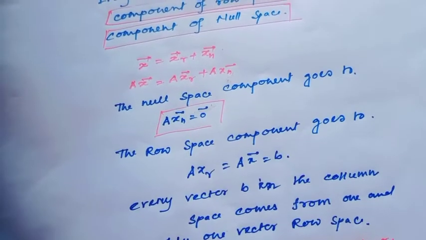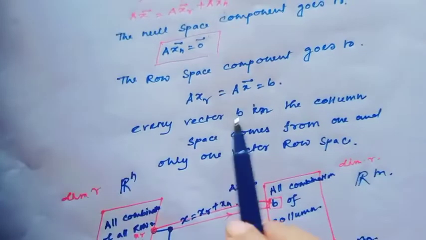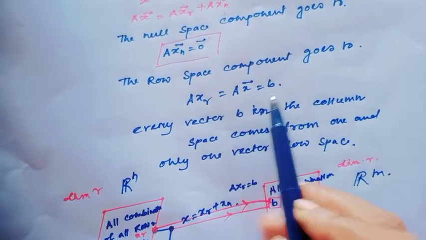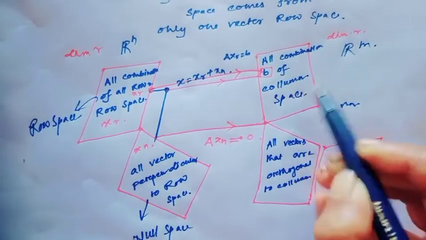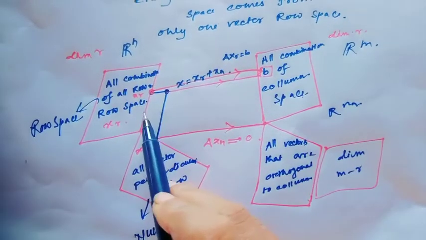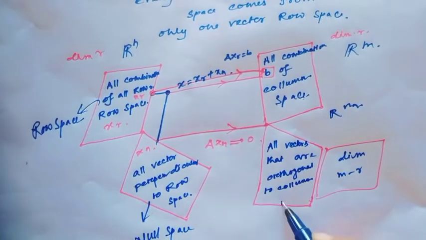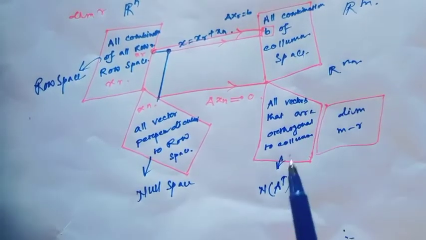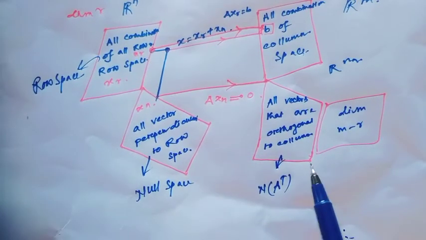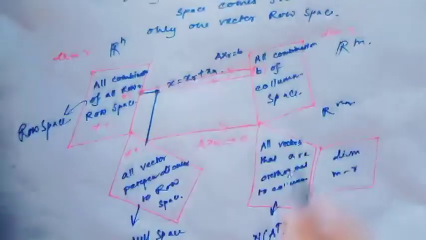The null space component goes to 0, and the row space component goes to Ax_r, which is equal to the b component. Therefore, every vector b in the column space comes only from the row space. This is the picture, and this is the null space of A transpose, because this is the column space, and the null space of A transpose is actually all vectors that are orthogonal to these columns.